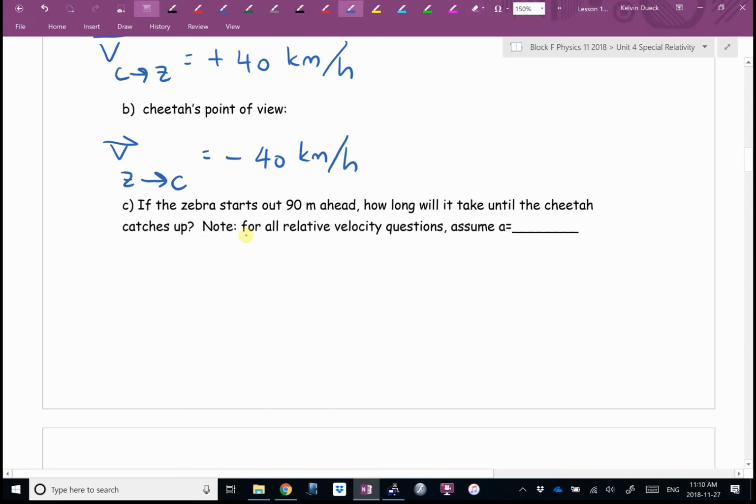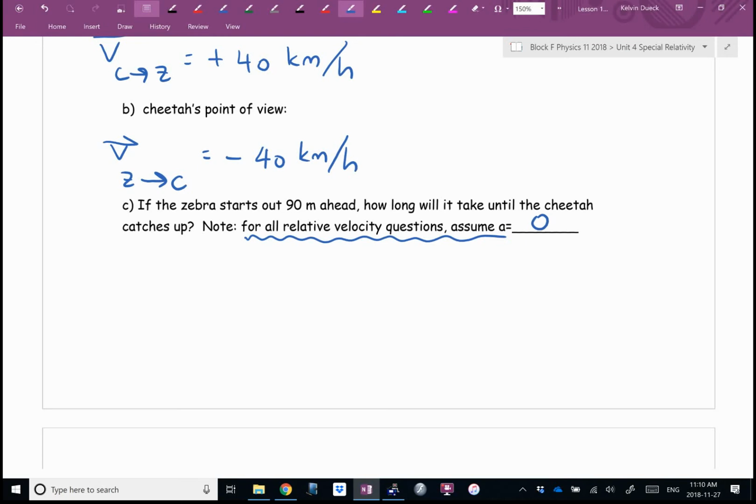And this is important. Please underline this. For all relative velocity questions, for this entire unit, we're going to assume that a equals 0. If you bring acceleration in for relativity, that took Einstein 10 more years to figure out, and we're not going to dive into that.